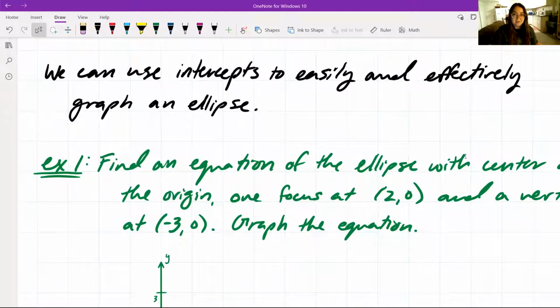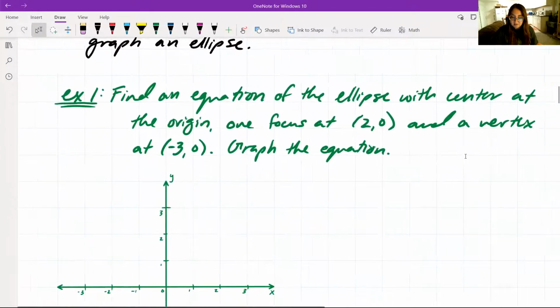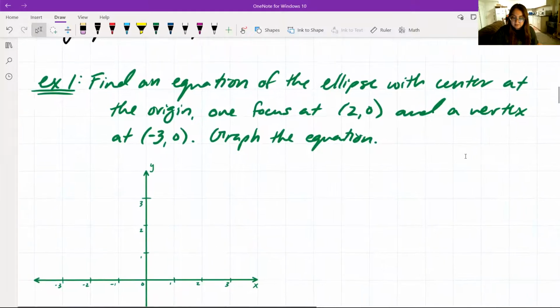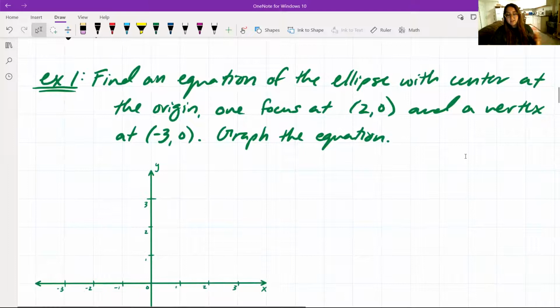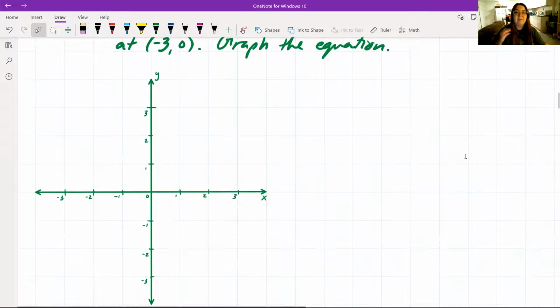So let's do an example. We want to find an equation of the ellipse with a center at the origin, one focus at 2, 0, and a vertex at negative 3, 0. Then we're going to graph our equation. So let's first write about it, and then we'll leave graphing for the end here.